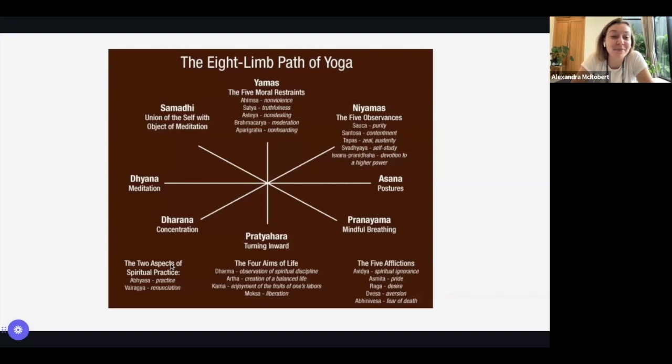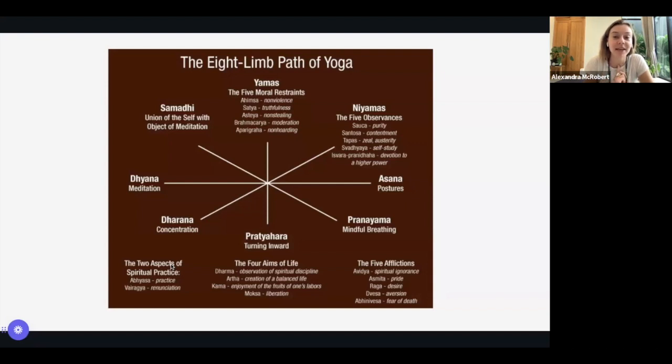And then we have Santosha, which is contentment, which is basically just finding a sense of peace. We have Tapas, which is commitment. Svadhyaya, which is a practice of self-study. And Ishvara Pranidhana, which is devotion to a higher power.